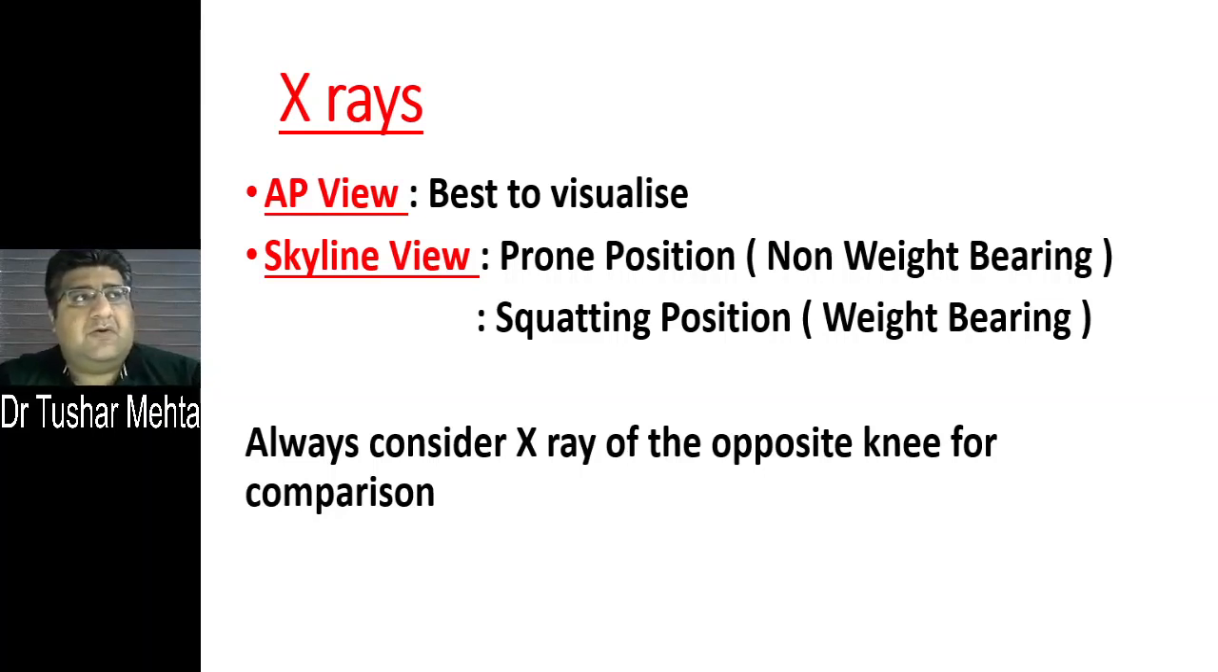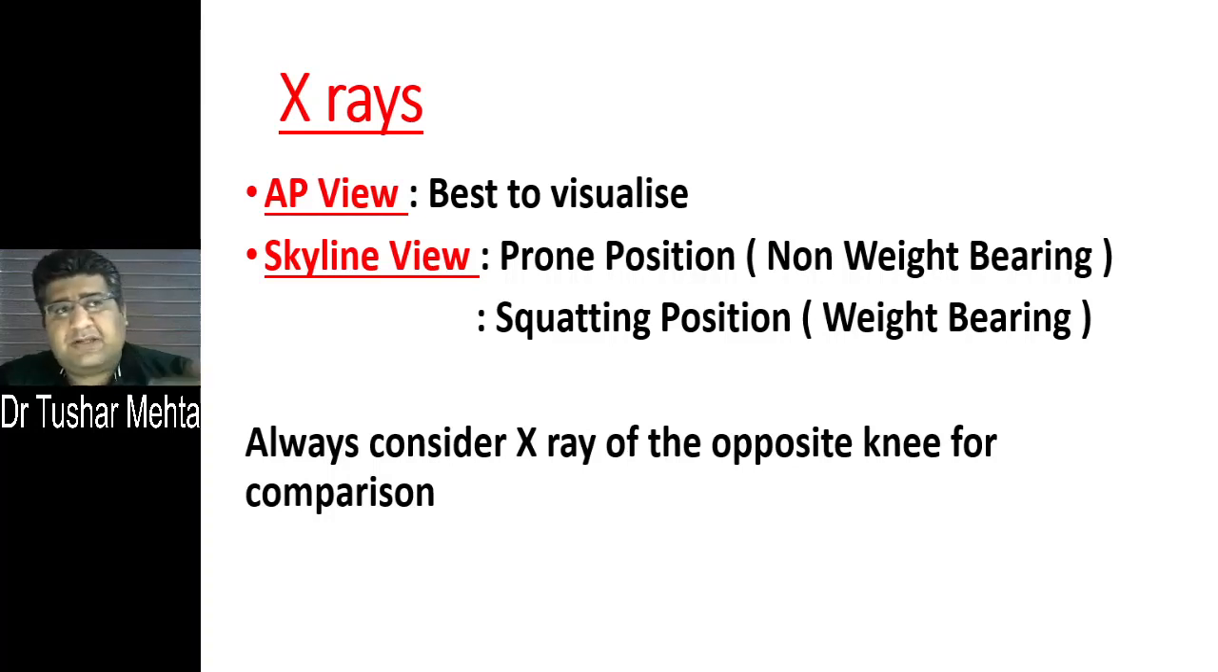In X-ray, I always advise the best view is always the AP view. So you get an AP view, you look for convex rounded smooth borders, you look for supralateral location, you look for the presence of bilaterality. Then there is a skyline view. I'll show you one example of the skyline view also.